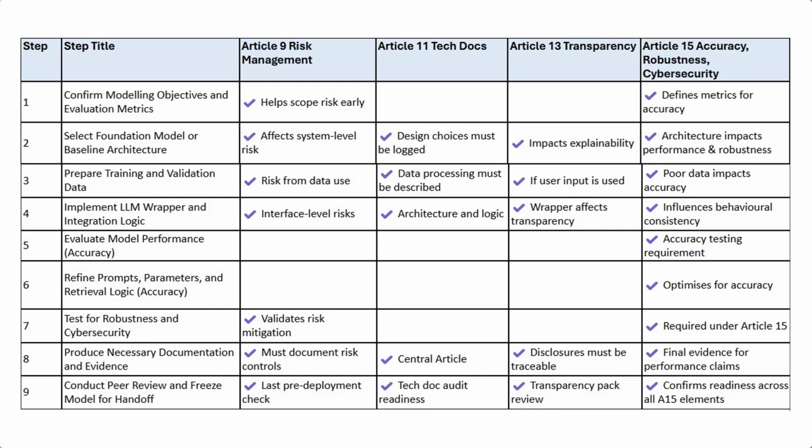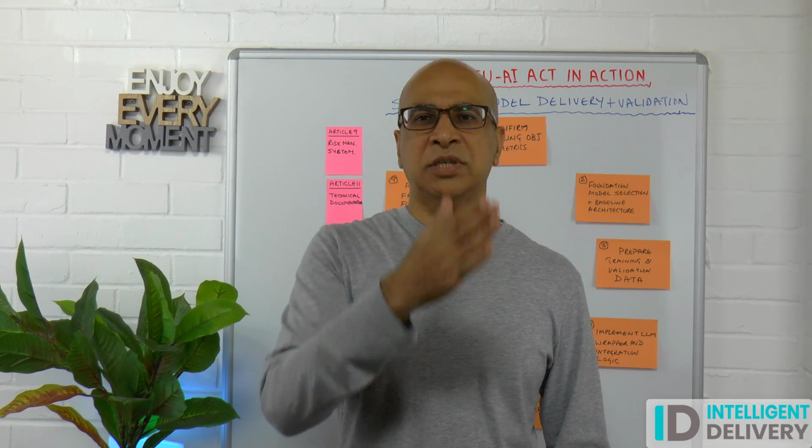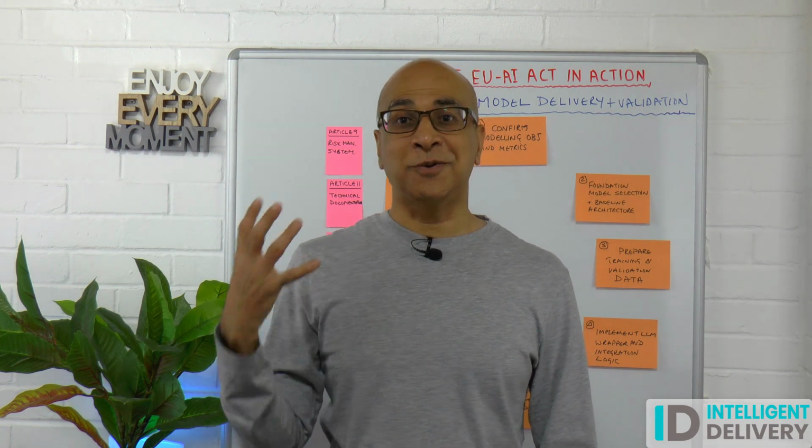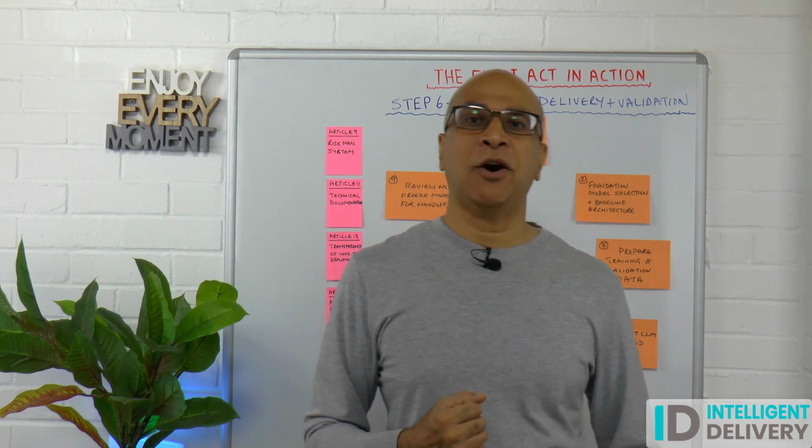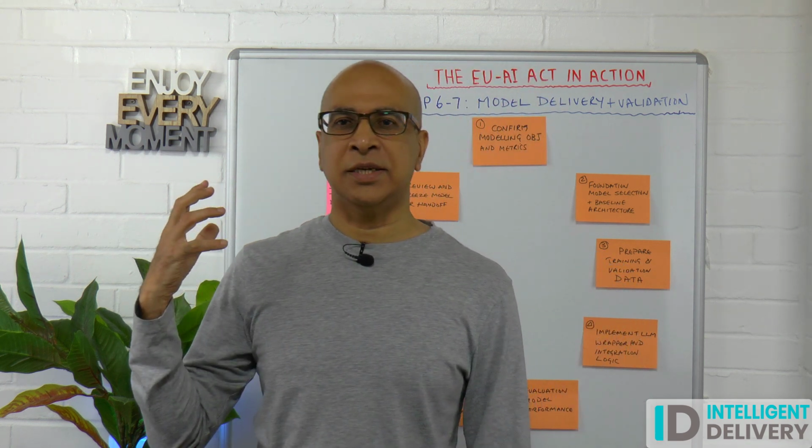And Article 15, which is around accuracy, robustness, and cybersecurity. If there's any poor data or any data issues that impact our accuracy, we want to try and fix that so that we stay compliant with Article 15. So I'll let you do the remainder yourself. You can see that very clearly on the screen. So that gives you an idea of how you're going to apply these 4 different articles to these 9 different steps. And when you've done that, you can have a good degree of confidence in what you've actually developed.